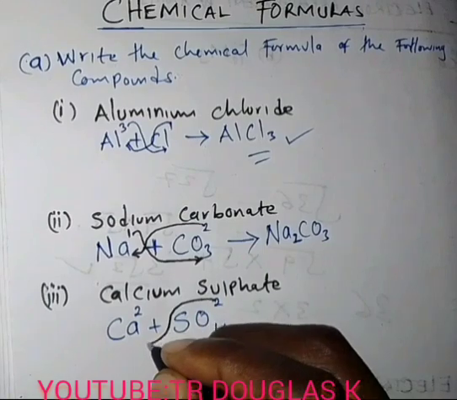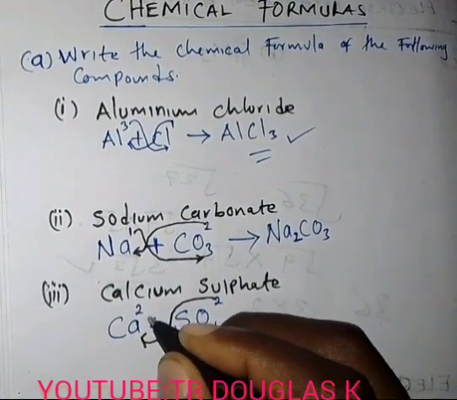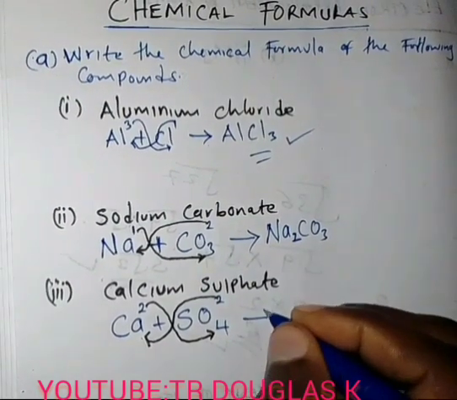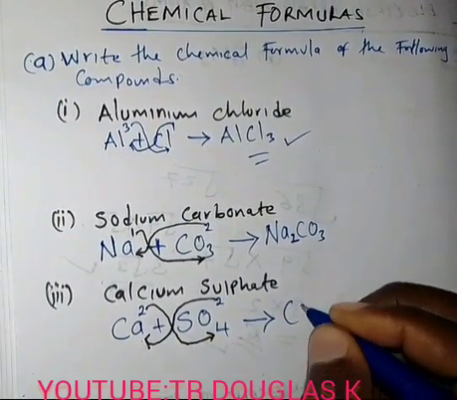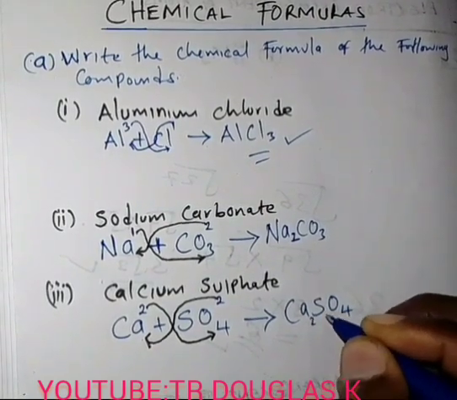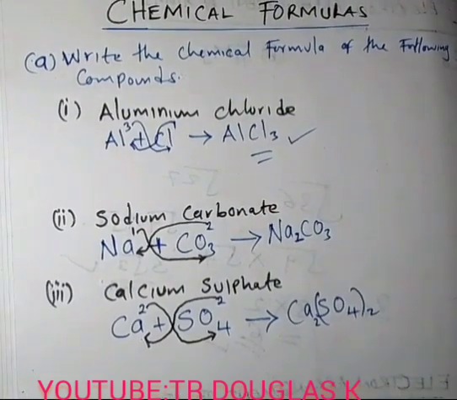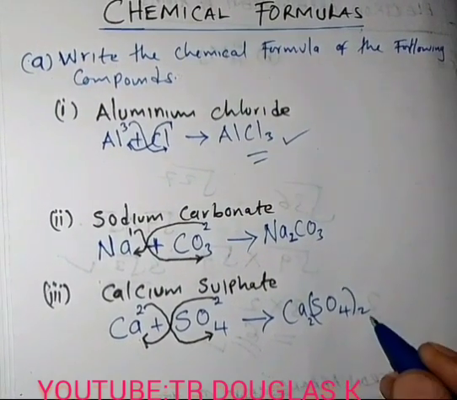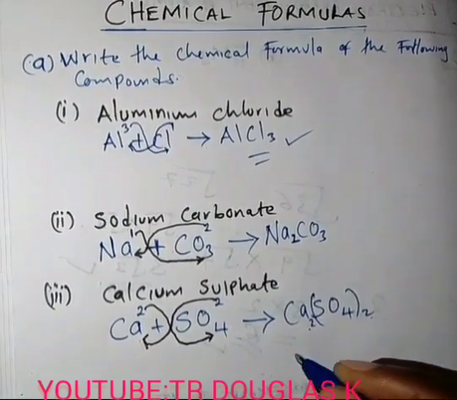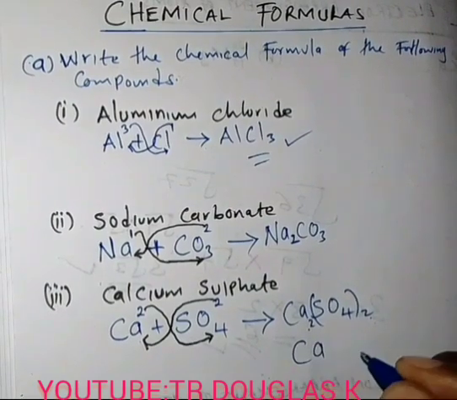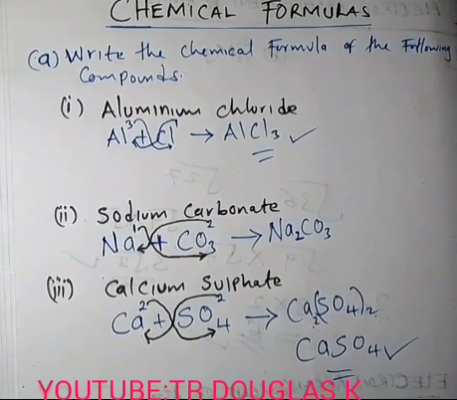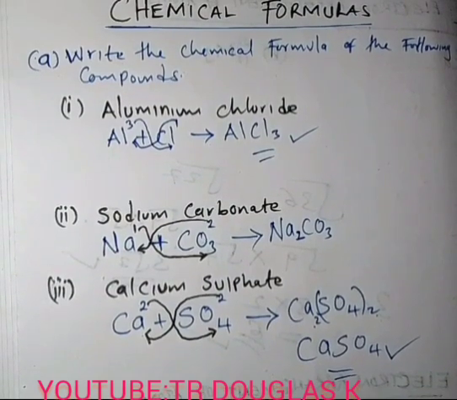So when the compound is being formed, there will be the interchange of valencies. So what happens is that we'll have the formula as Ca2(SO4)2. The formula will be like that, but because we have 2 here and 2 here, we can cancel them. We can divide by 2 by 2. So the final formula will be CaSO4, and this is now the final formula for calcium sulfate.